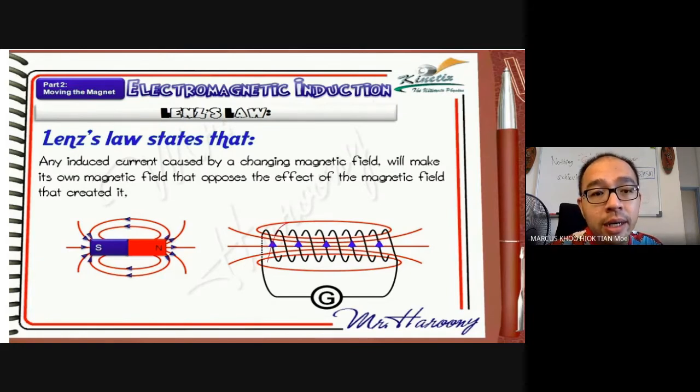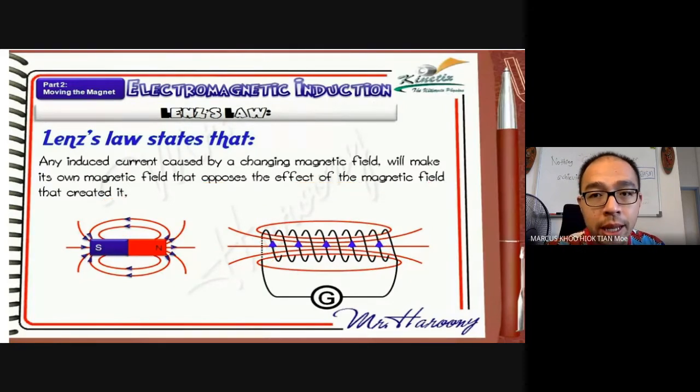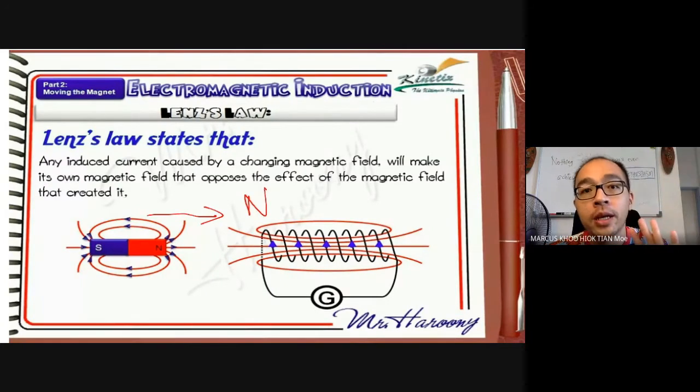So when the magnet is pushed inside, it's going to induce a current. Current will flow first. From the current flow, it will create the magnetic field. And the magnetic field produced here will oppose the effect of the magnetic field that created it. Simply to say, if you are pushing the north in, this side will become north because it wants to oppose the north from going in.